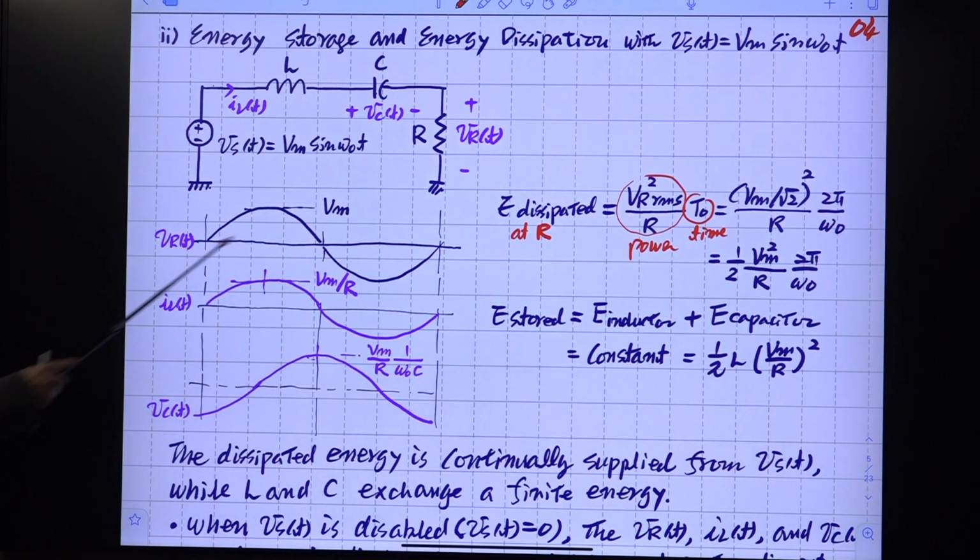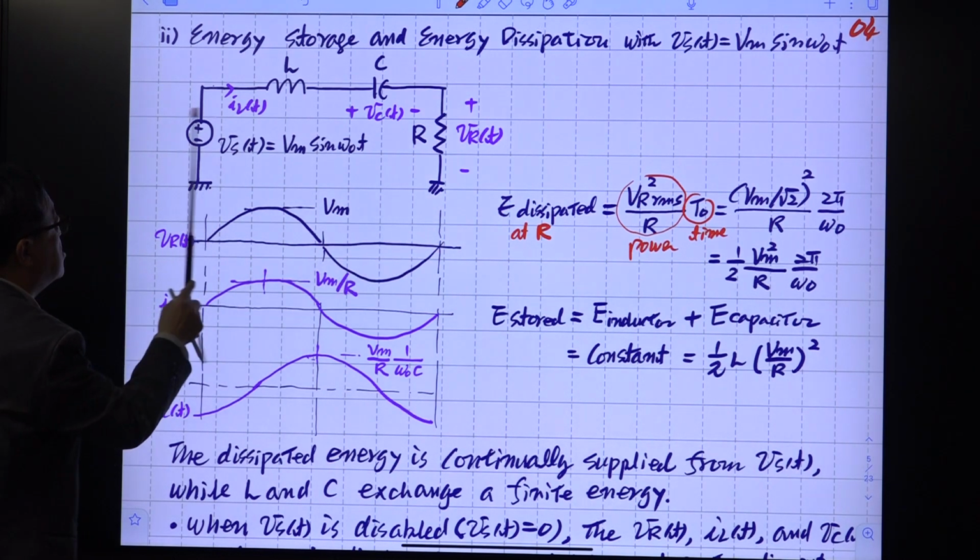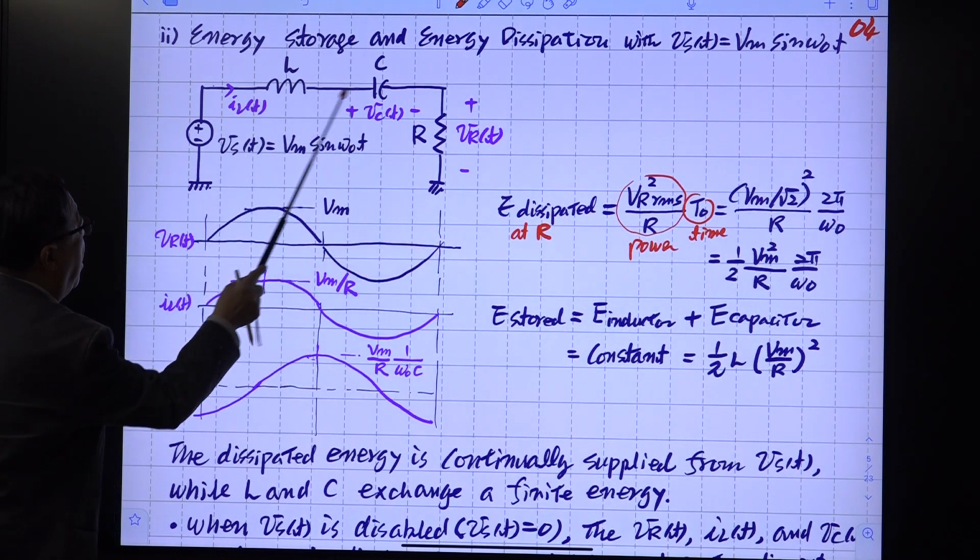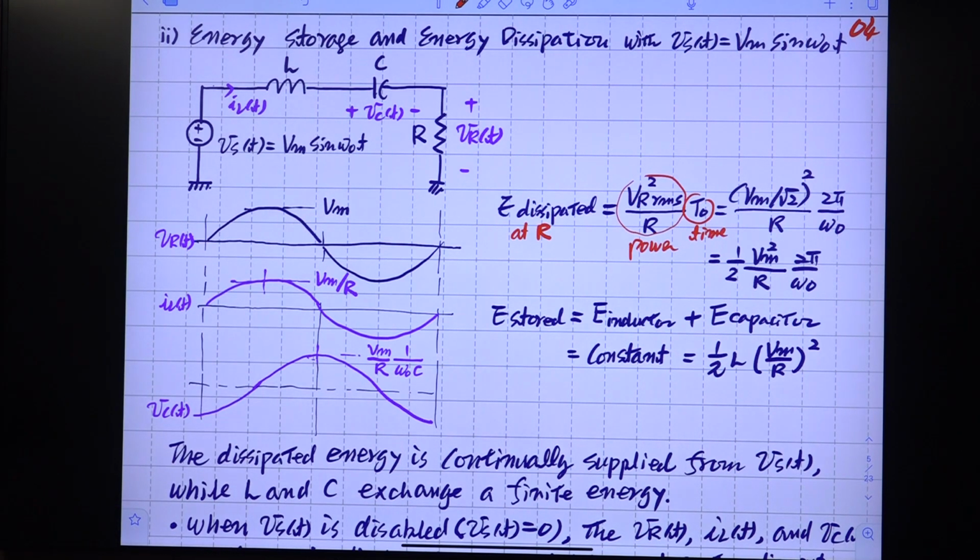This energy dissipated here is supported by input constantly. Right? So energy is supplied by the source, and this L and R are exchanging finite energy. They have different distributions. One goes to the maximum, the other one goes to 0. Okay, something like that. All right.